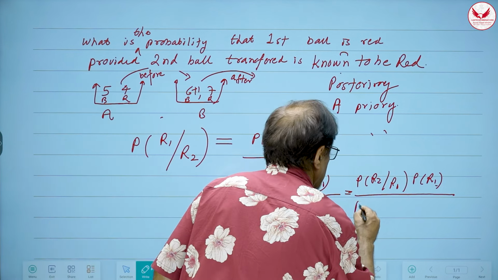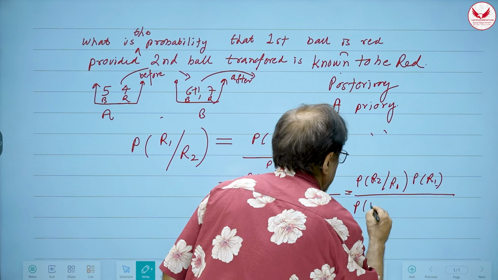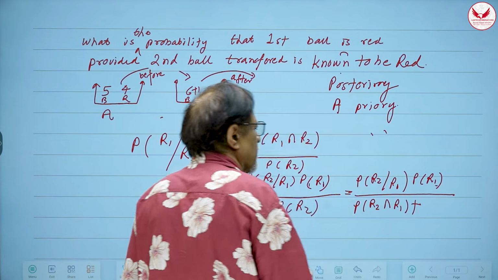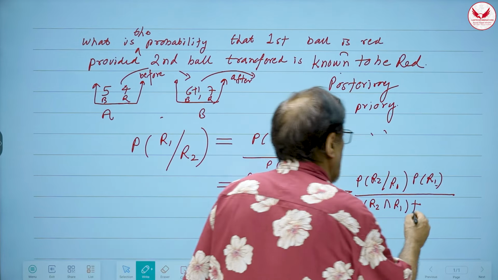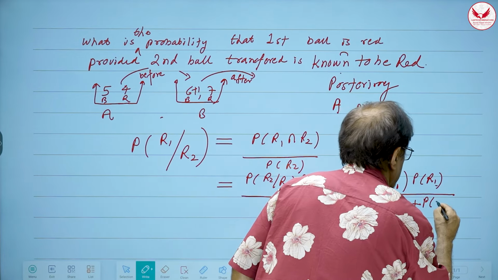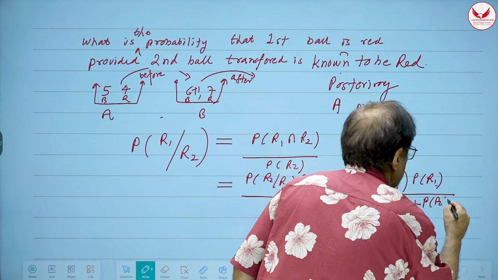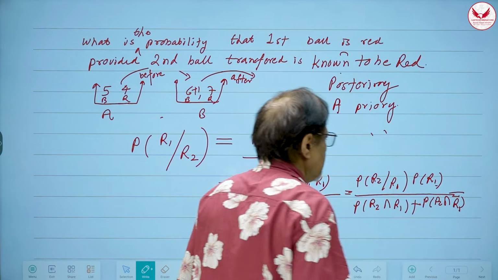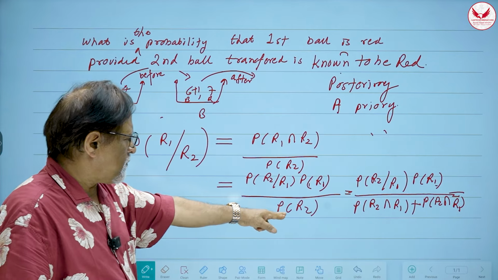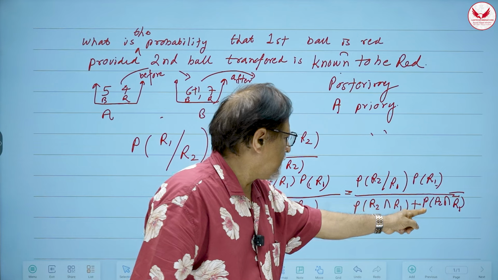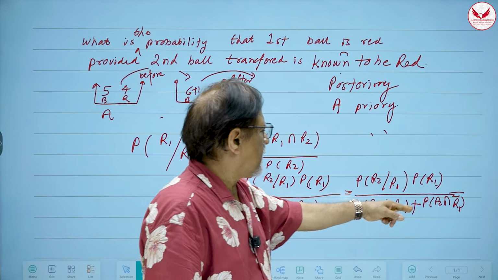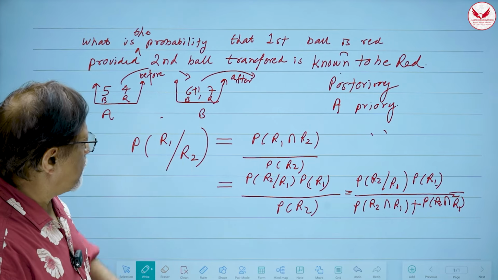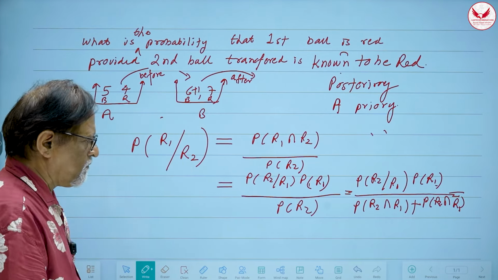So this event is actually divided into two mutually exclusive events, provided that R2 intersection R1 means first ball was red and second ball is also red, or first ball is not red but second ball is red, R1 bar. So this event is partitioned into two parts, R2 intersection R1 and R2 intersection R1 bar. R1 bar means black ball, not red, because there are only two alternatives here.